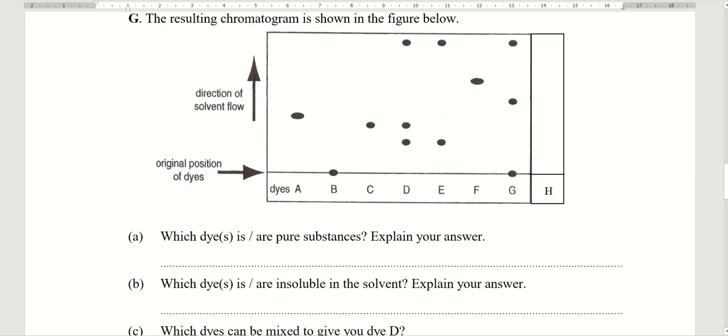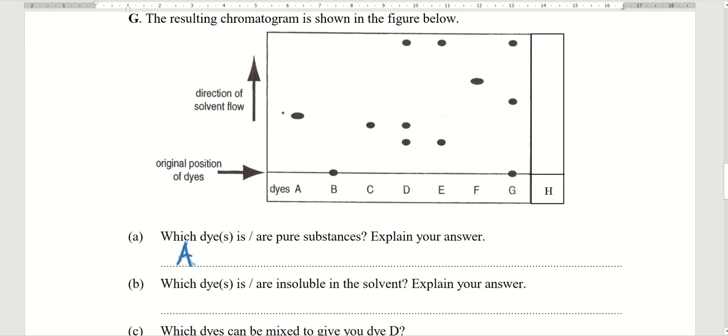This is actually based on the previous idea. We need to compare. But anyway, which dyes are pure? The answer is, let me use blue for writing, dye A is a pure dye.